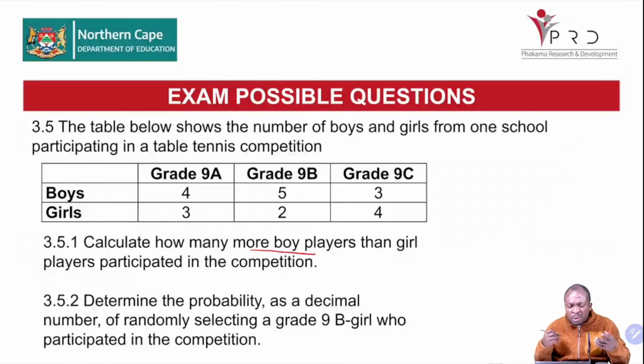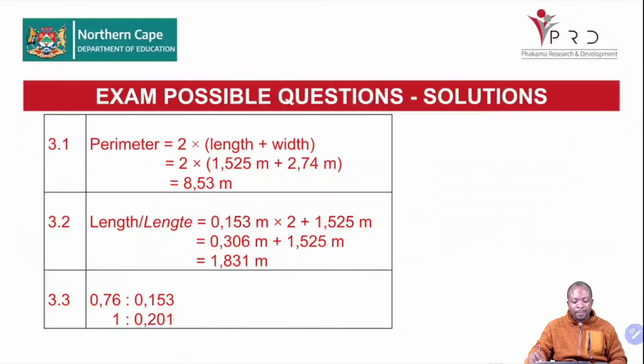3.5.2. Determine the probability. Remember, our topic for paper 2 is measurement, maps, similarity, and probability. So here are some few questions. Determine the probability as a decimal number of randomly selecting a grade 9B girl who participated in the competition. How are we going to answer these questions? Let's start with the first one.